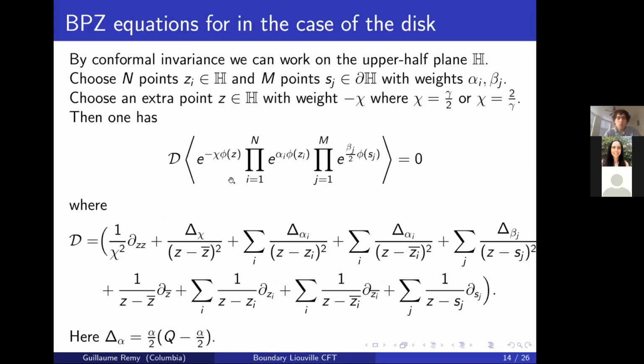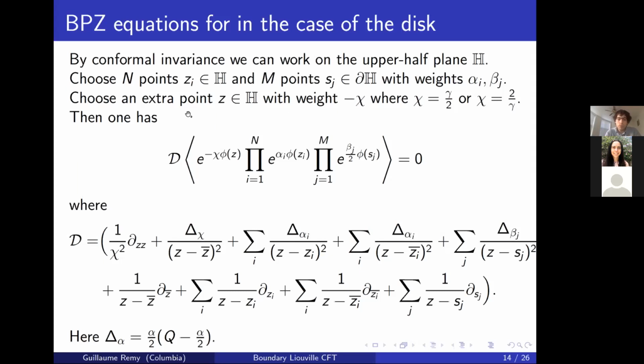Okay, so what are these? I have one slide now to show you what this looks like, though I'm not going to use this concretely. This operator is a little complicated, but just to give you a feeling of what it looks like. And we're going to study it in the case of a domain with boundary. So it's actually easier to write the equation on the upper half plane H. By conformal invariance, you can just map your disk to the upper half plane.